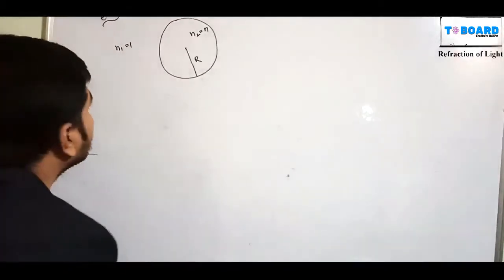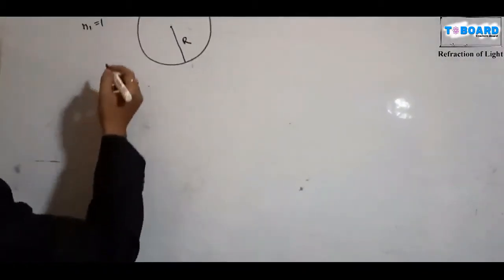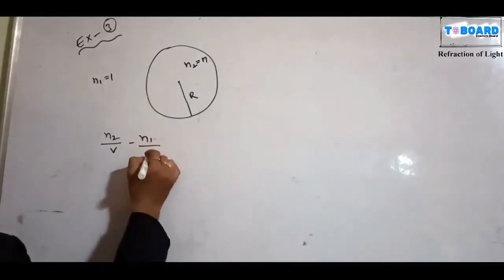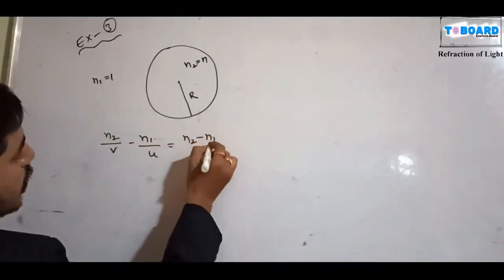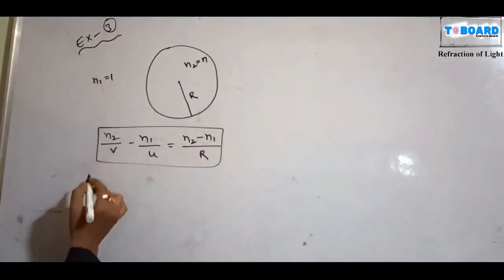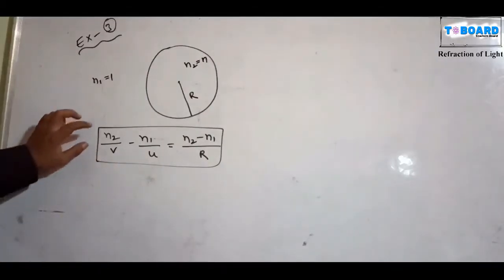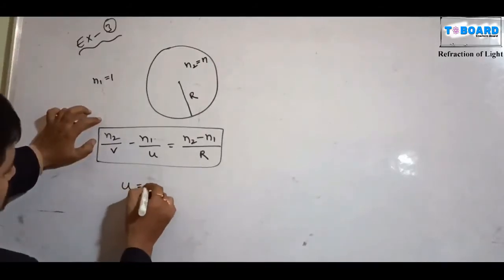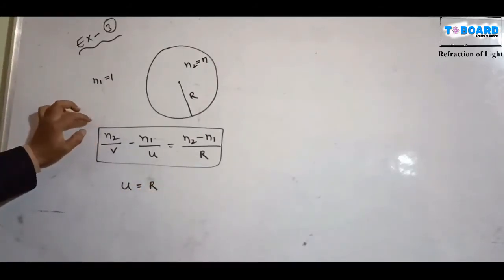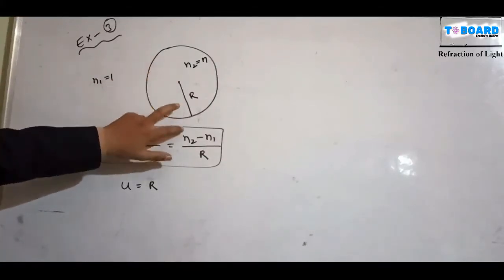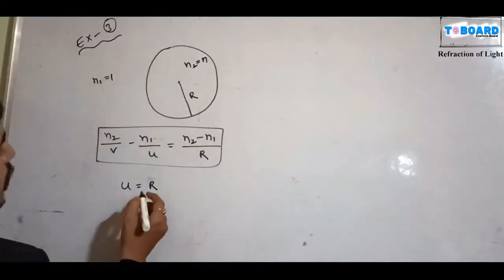Then what will it be? On that particular image, what is the image formation formula? It is n2 by v minus n1 by u equals n2 minus n1 by r. This is the formula we need to use to calculate the image formation. So in this situation, the object distance is also r, because it is at the center position, the radius of curvature is the object distance. Now it should be minus.